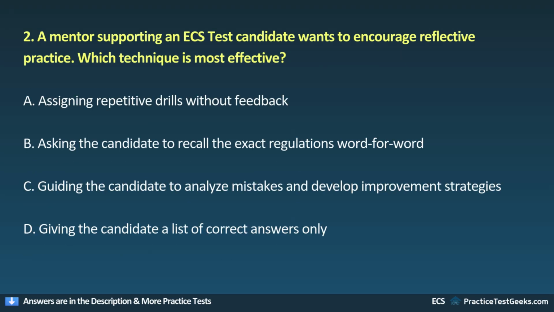2. A mentor supporting an ECS test candidate wants to encourage reflective practice. Which technique is most effective? A. Assigning repetitive drills without feedback. B. Asking the candidate to recall the exact regulations word for word. C. Guiding the candidate to analyze mistakes and develop improvement strategies. D. Giving the candidate a list of correct answers only.